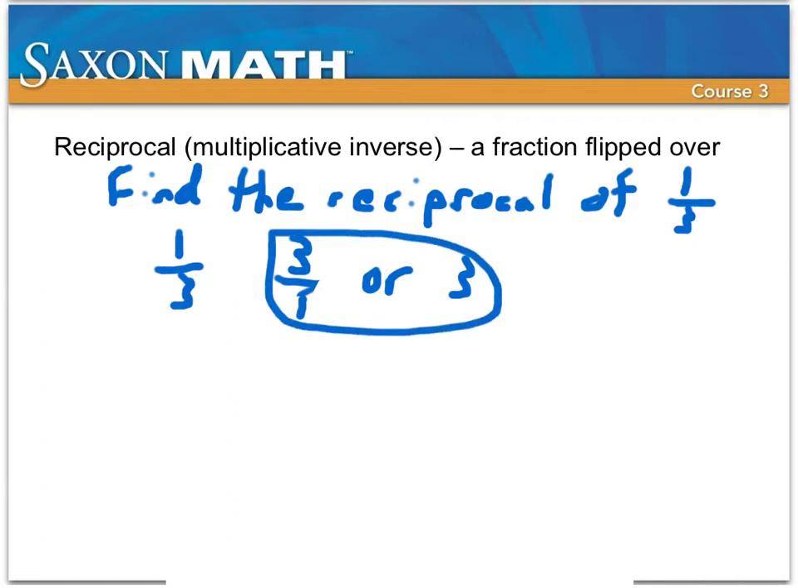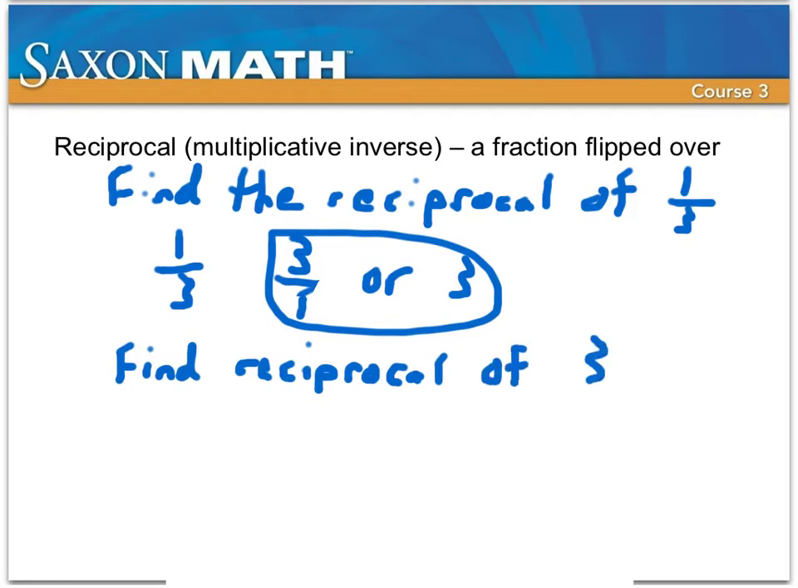Okay? If we wanted to find the reciprocal of, say, 3. Well, we can't find a reciprocal unless it's a fraction, because it says it's a fraction flipped over. So the first thing is I have to take 3 and make it 3/1. Now I'm going to take that number and flip it over. So my denominator becomes my new numerator, and my numerator becomes my denominator. So the reciprocal of 3 is 1/3.